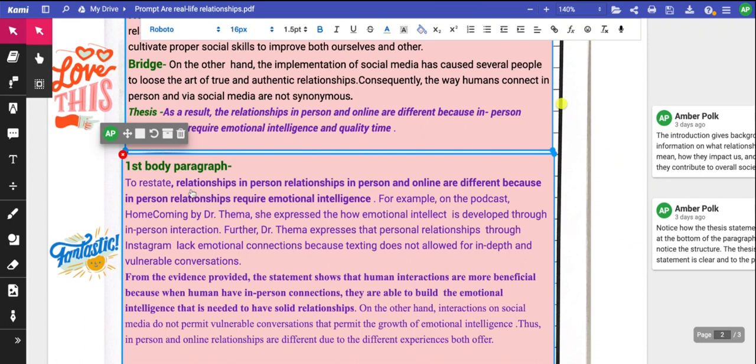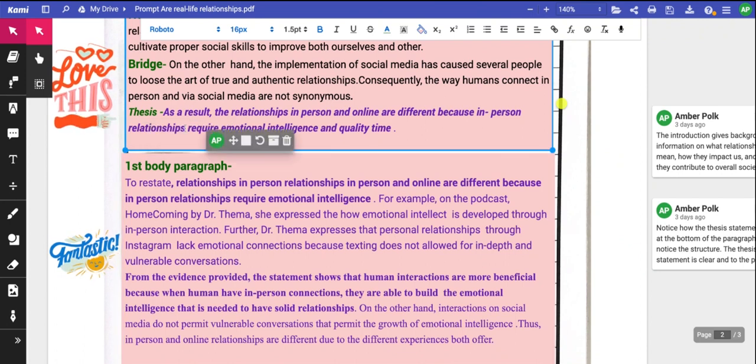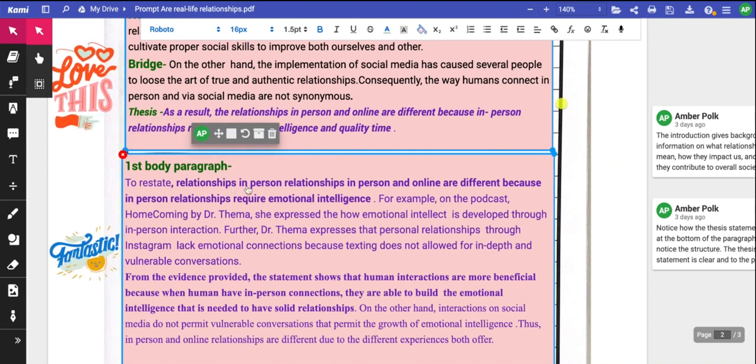So I just say to restate, and then I pull from my thesis statement and I restate my first claim, which states relationships require emotional intelligence and quality time. So I restate my first claim here, and then I give evidence. Notice that my evidence here, you see Doctor, you see Doctor. Notice that Miss A is not saying I.